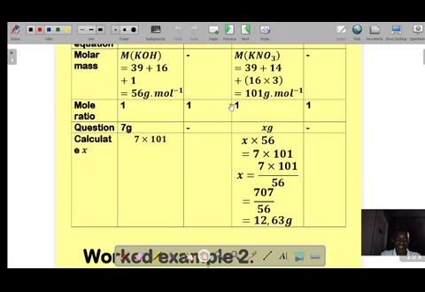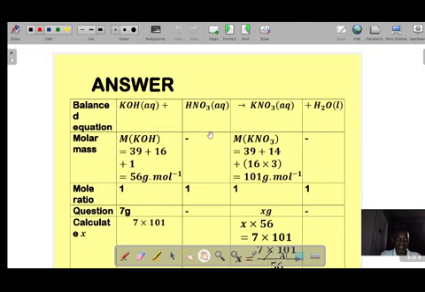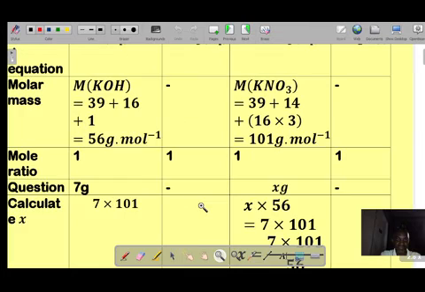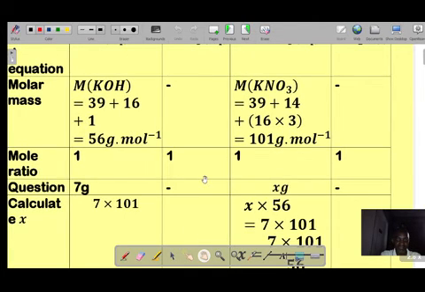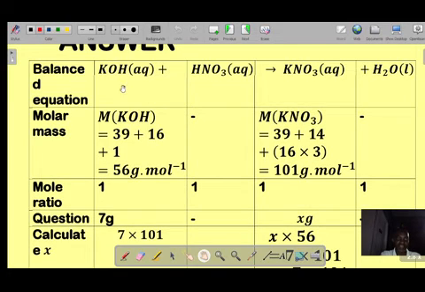Now what happens here is that I use a table to summarize everything, and this is how I do it. Now, if you check again here, you see that I have to use a balanced equation. So potassium hydroxide aqueous plus nitric acid aqueous gives me potassium nitrate aqueous plus water liquid.